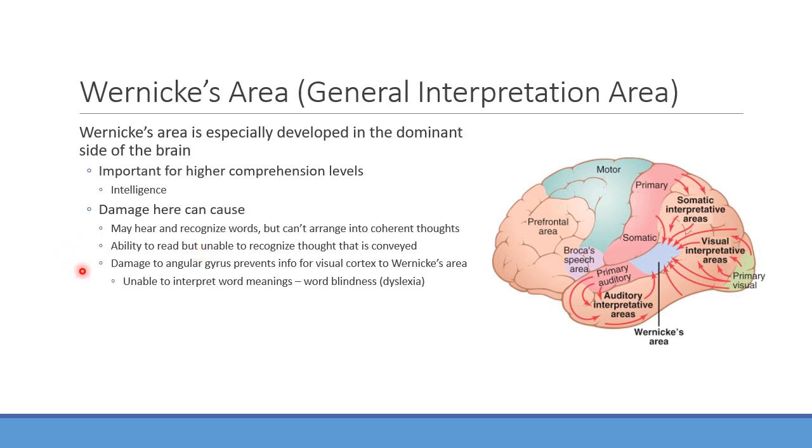Another area you could have damage to would be the angular gyrus, and that incorporates visual cortex information, because the primary visual cortex is back here. If that communication can't happen, they can develop word blindness, where they can't interpret the word meanings themselves. They may be able to read it and know that it's a certain word, but they can't interpret what that word actually means. And so this can manifest itself like dyslexia.